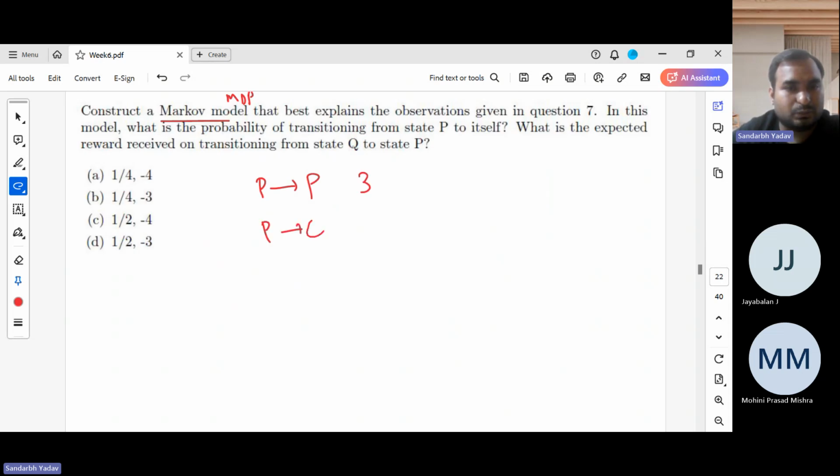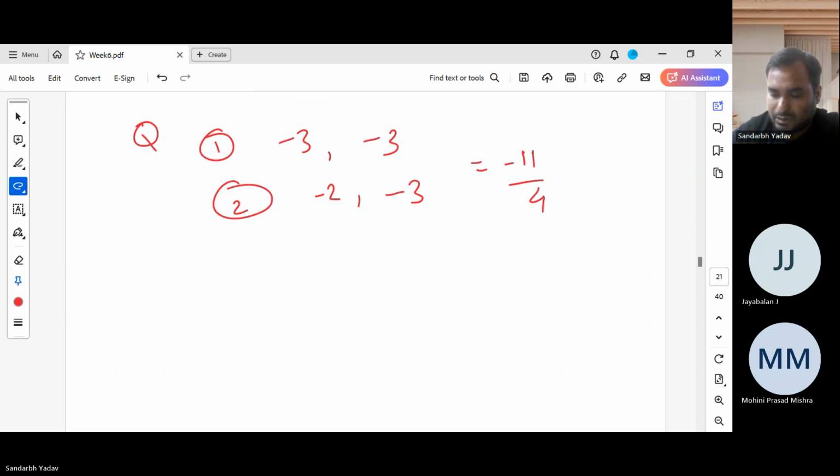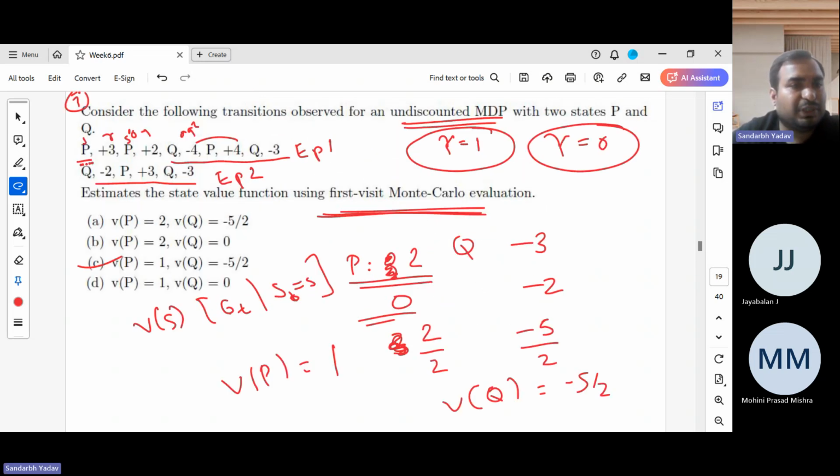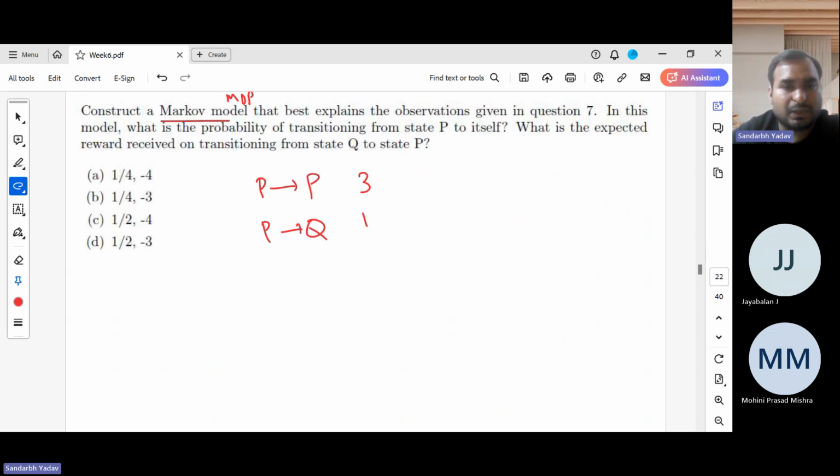Now let's do it for P to Q. So P to Q, like here, this is 1. So P to Q, we are getting a reward of +2. Then P to Q here also +4, +2, +4. And again here also we are moving P to Q. So +2, +4, +3. These three we are getting. So +2, +4, and +3, right? So these three are the rewards. Either way, we need to take the average. So 2 + 4 is 6, 6 + 3 is 9, 9 by 3 because it's 3 times. So we will get 3 only.